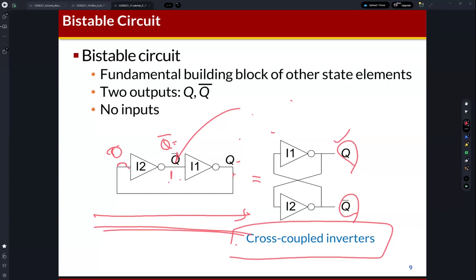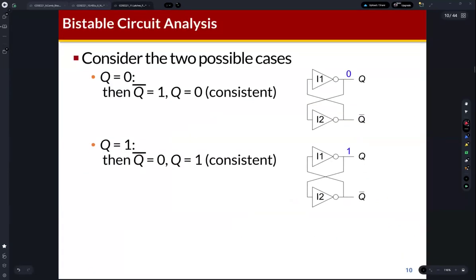Then what's the problem? I already explained. The initial value will be maintained for a long time, consistently. It is maintained. So it's stored.